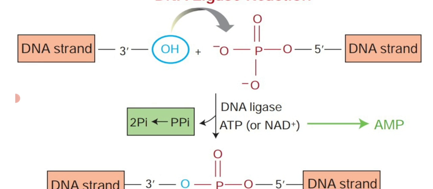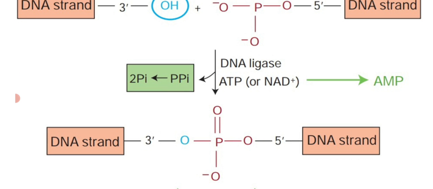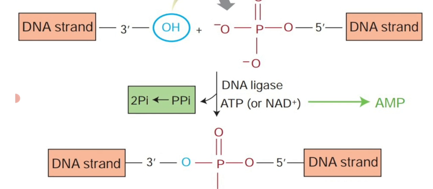So here, these two strands of DNA fragments are joined together by the enzyme DNA ligase, which adds inorganic phosphate at the end of the phosphate group, by the utilization of energy from ATP or NAD+.